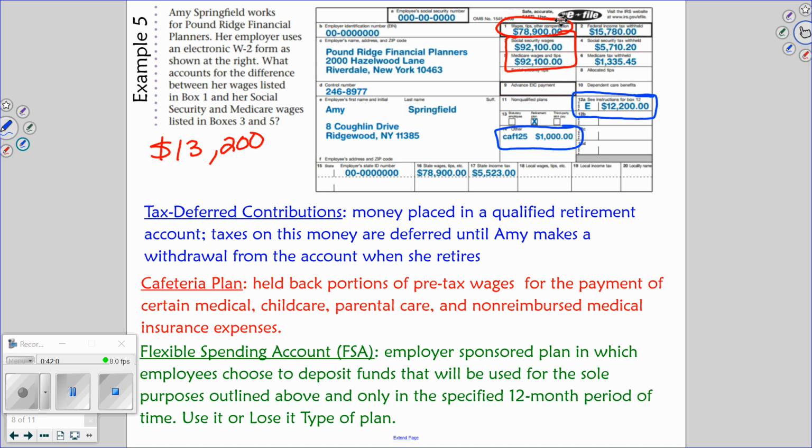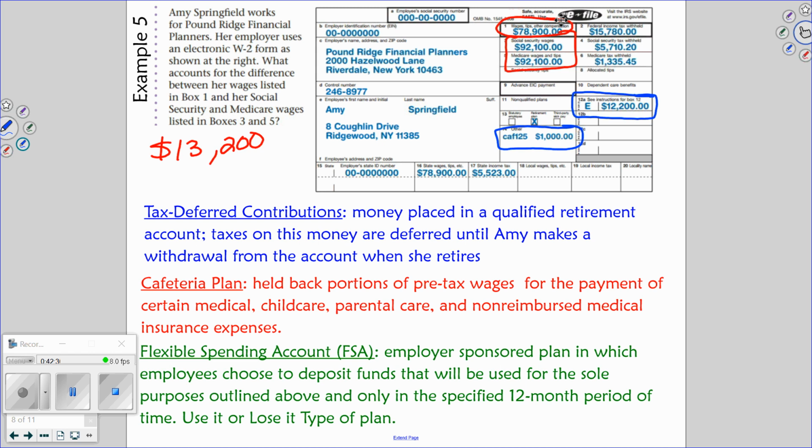Tax-deferred contributions, this is money placed in a qualified retirement account. Taxes on the money are deferred until she actually withdraws it when she retires. Okay, so what's happening is she's taken money, this 12,200 and the 1,000. These two values are taken out of her pay, and she's not getting taxed federal tax on them. You still get Social Security tax and Medicare taxed on it, but federal and state taxes and all that is not taken on that. If you guys have ever heard of tax deferred, you've heard your parents maybe mention that before, tax deferred. Noah? So I have a question.